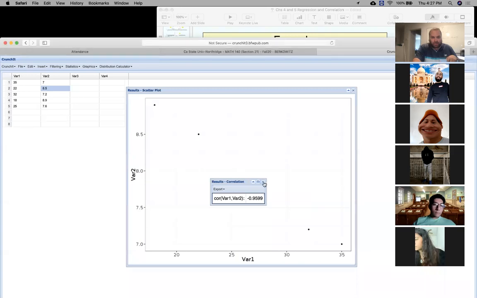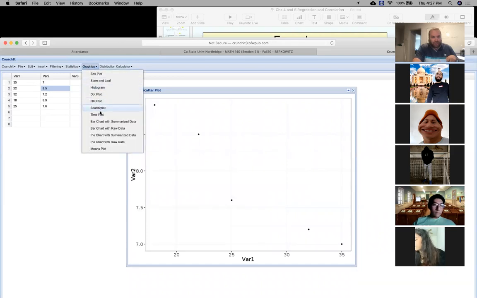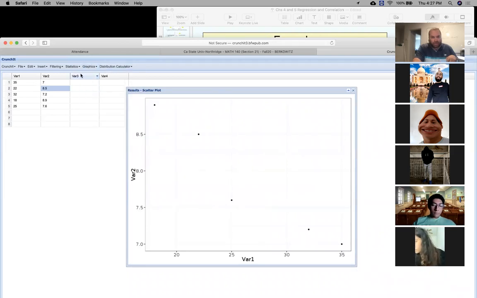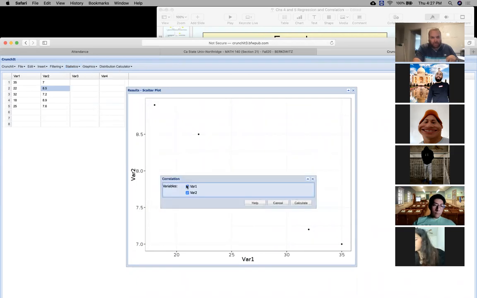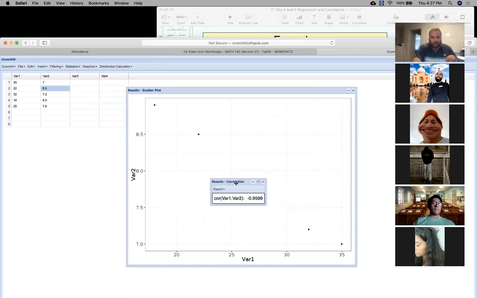So I'll erase this. So what I did is I put in my data. I went to graphics for the scatter plot, and it popped up, but I didn't really need to do that. I just need statistics. And then I went down to correlation, and I clicked correlation, and I wanted to correlate my 2 variables, variable 1 and variable 2. And then I calculated, and there it is. It just pops up.